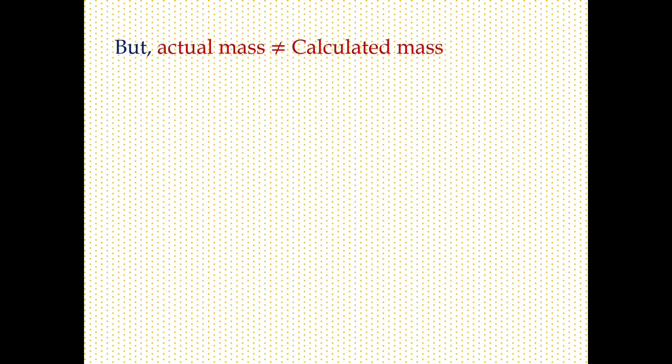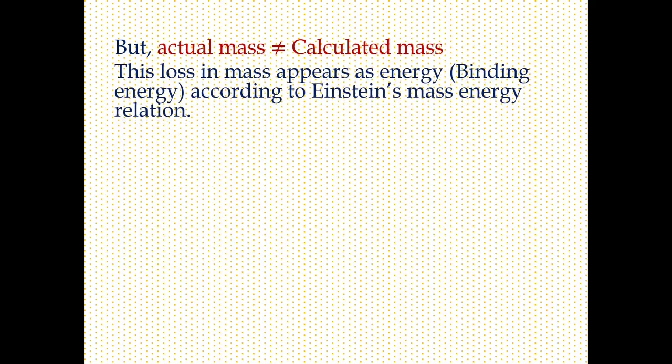But when you weigh a nucleus by a mass spectrometer, we can find the actual mass will not match the mass calculated using the above formula. So where does this mass discrepancy come from? This mass discrepancy, or the loss in the mass, appears as the binding energy, which can be calculated according to Einstein's mass-energy relation E equals mc square.